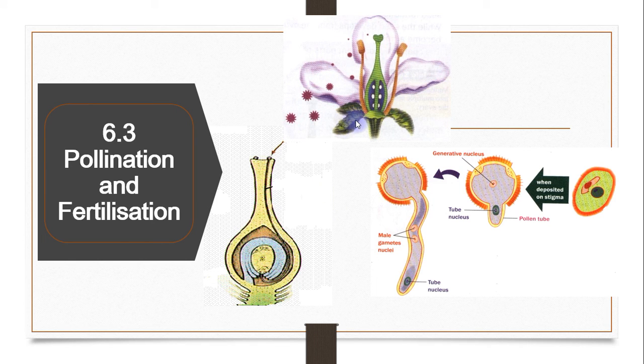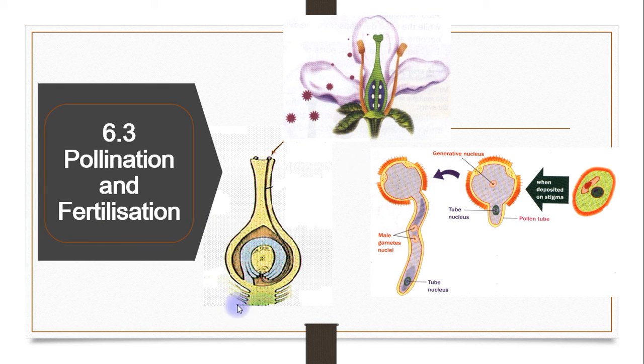Okay, let's continue our chapter 6. The title of chapter 6 is sexual reproduction in flowering plants. Our subtopic for today is 6.3, pollination and fertilization. Please get ready, open your textbook and try to understand. We are going to learn about pollination and fertilization.